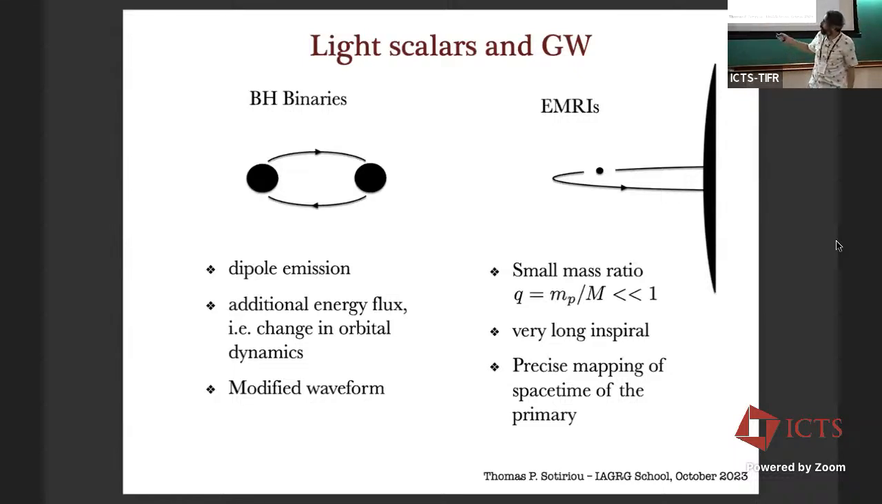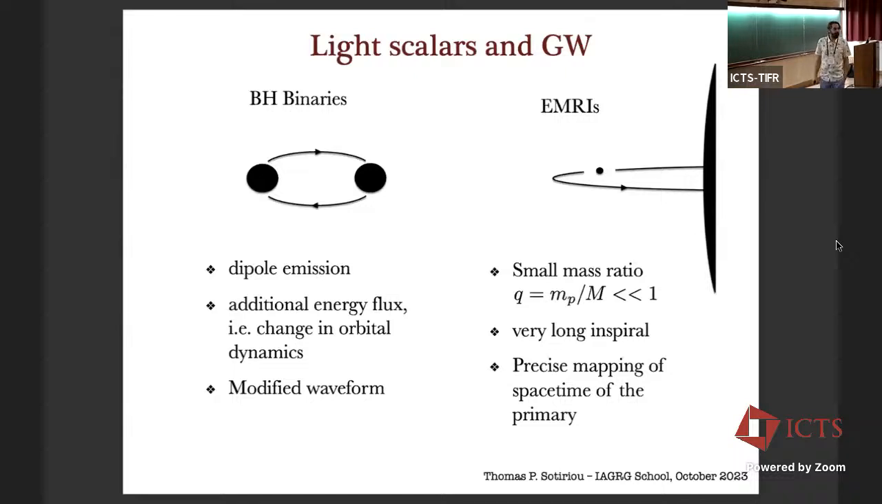And as I said before, that will be additional energy flux, changes in the orbital dynamics, and a modified waveform for the traditional polarizations, and that would give you the strongest constraints. The deviation piles up as you run into the spiral. So the longer the spiral, the better it is, and you get strong constraints from that, right? So this is seen currently as kind of the best way to constrain such scenarios, right?